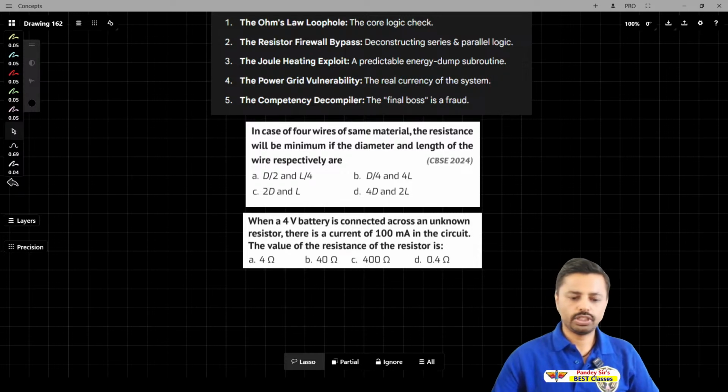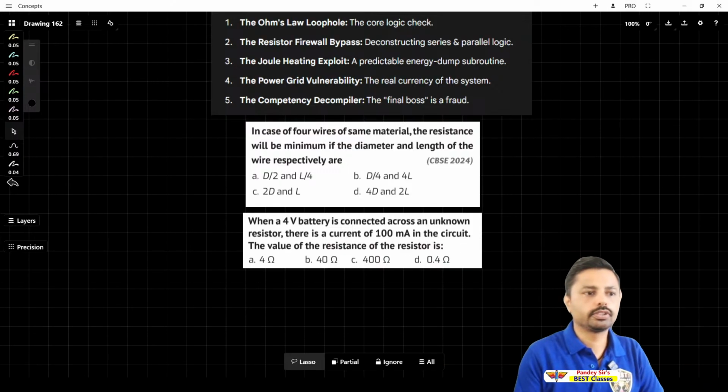Okay, so let's just get ahead with the question itself. And so the first question, before starting, a few things are important. What is the glitch in the system? Observe here.